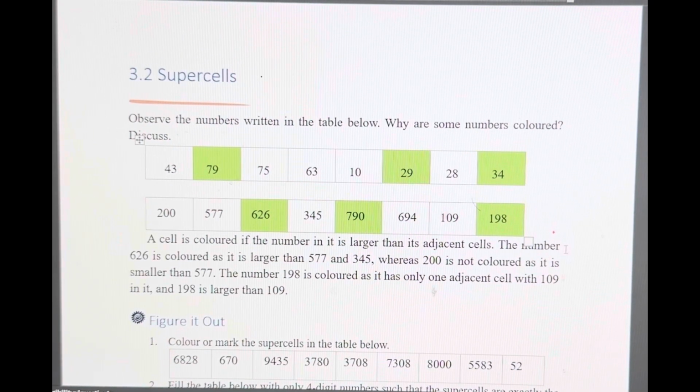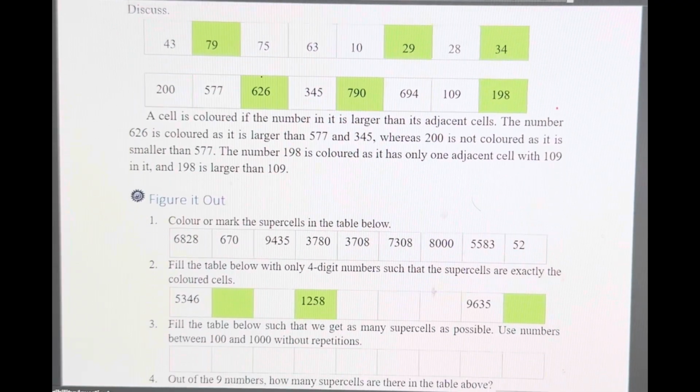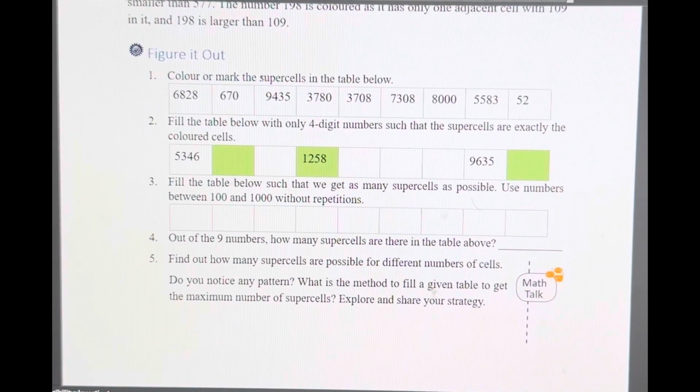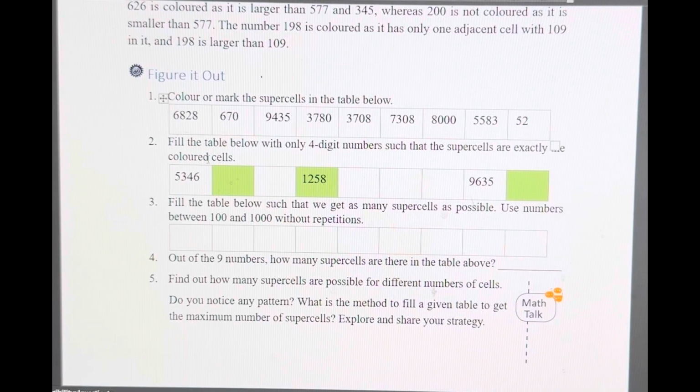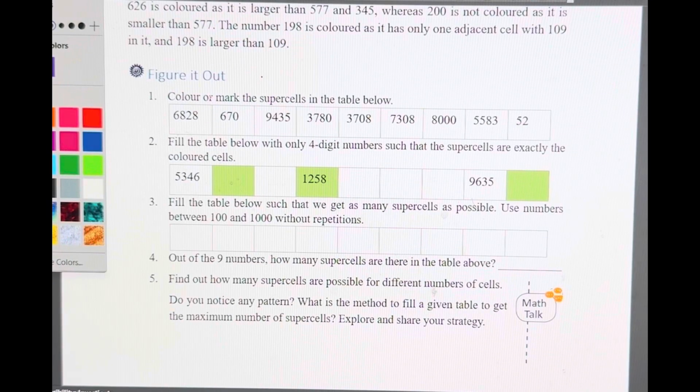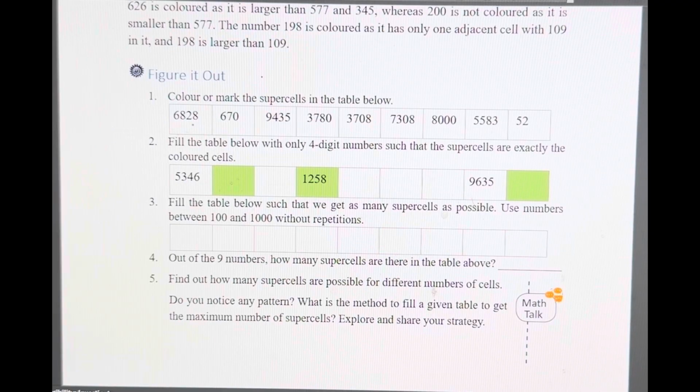Now, based on this knowledge, we will try to solve the Figure it Out exercise given below. Let us see the first one. Color or mark the supercells in the table below. The first number is 6828 and its neighboring number is 670. It is larger, so we can mark this as a supercell. 6828 is a supercell.